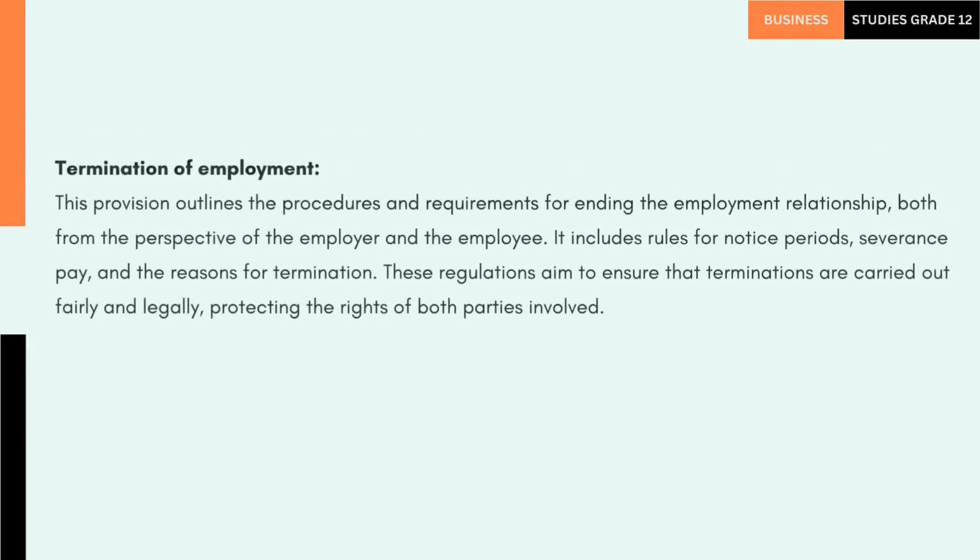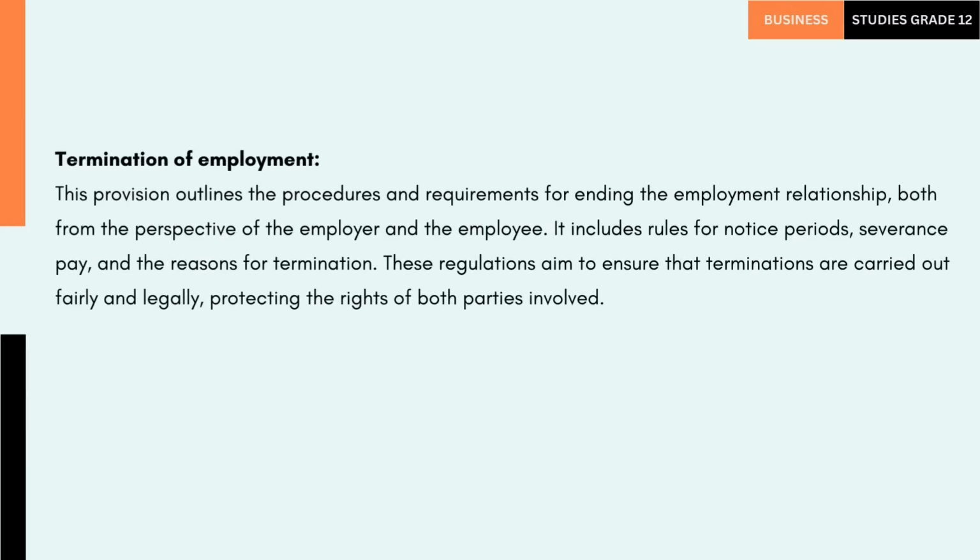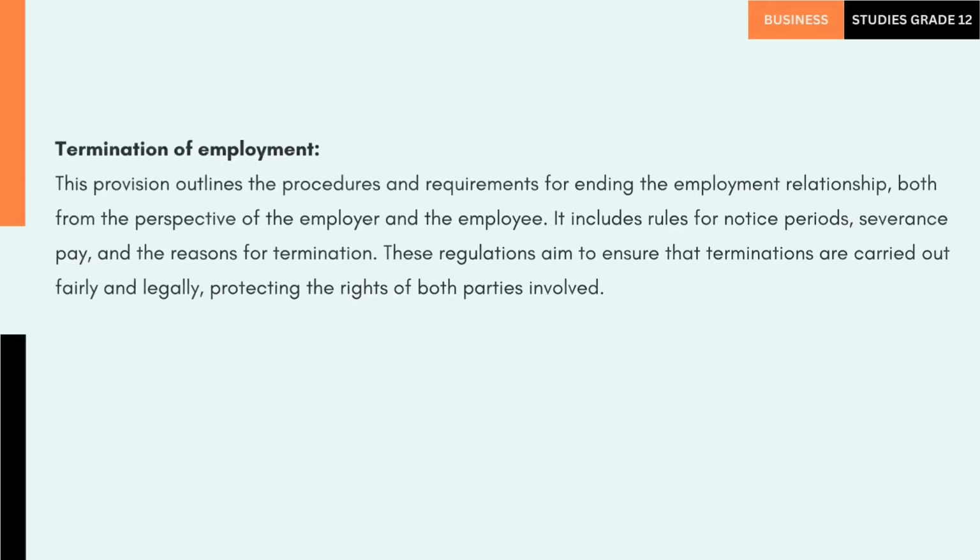4. Termination of employment. This provision outlines the procedures and requirements for ending the employment relationship, both from the perspective of the employer and the employee. It includes rules for notice periods, severance pay, and the reasons for termination. These regulations aim to ensure that terminations are carried out fairly and legally, protecting the rights of both parties involved.